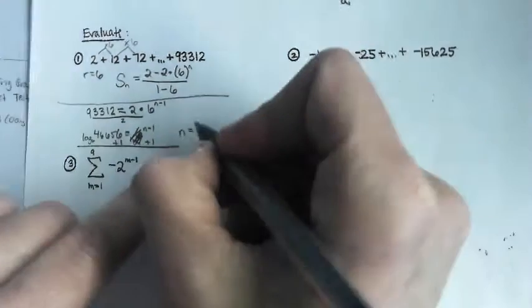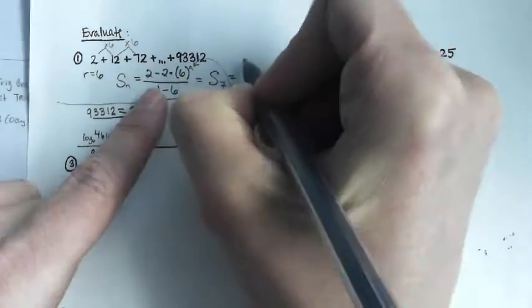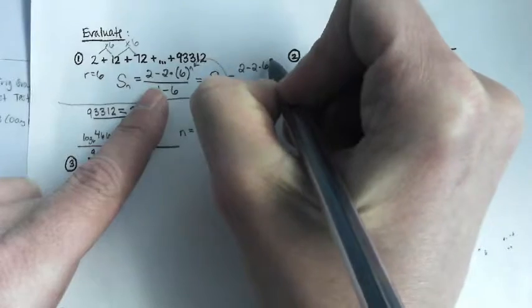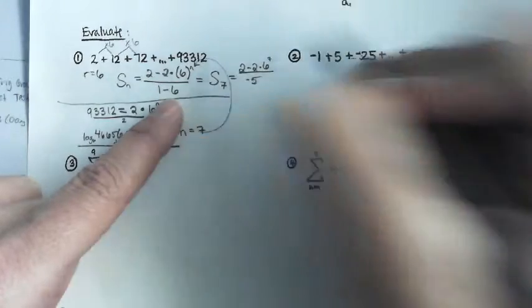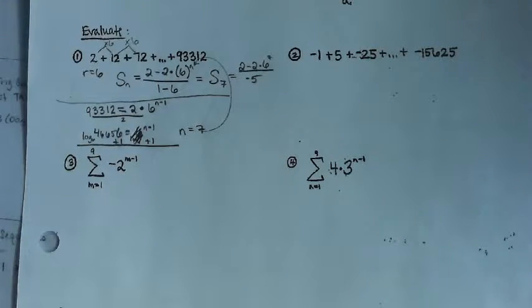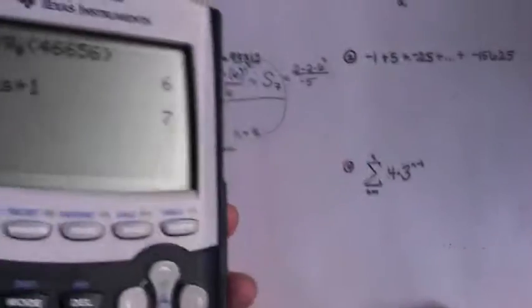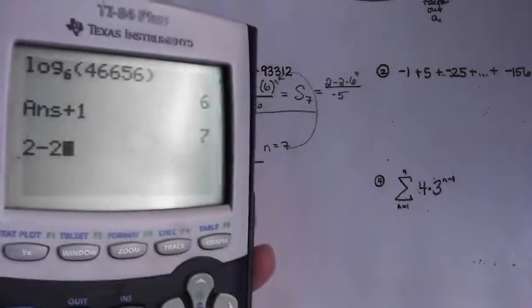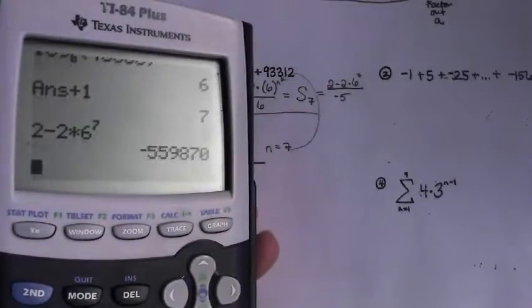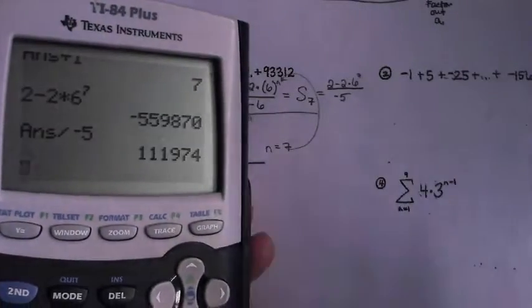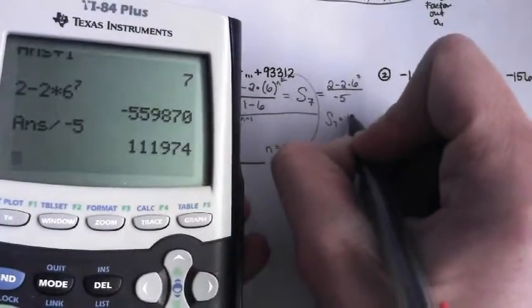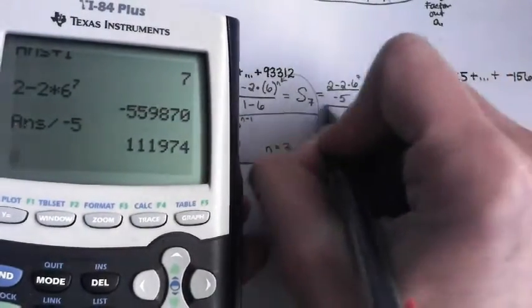So now we go back and plug that 7 in. So it's S sub 7 equals 2 minus 2 times 6 to the 7th power all over, can we just make the 1 minus 6 negative 5? And then typing this in, just make sure you do your numerator first, get that answer, and divide by negative 5. So that'll be 2 minus 2 times 6 to the 7th. That's my numerator. I don't necessarily need to record it. Divide that now by negative 5, and I get that my series total through 7 terms is 111,974.